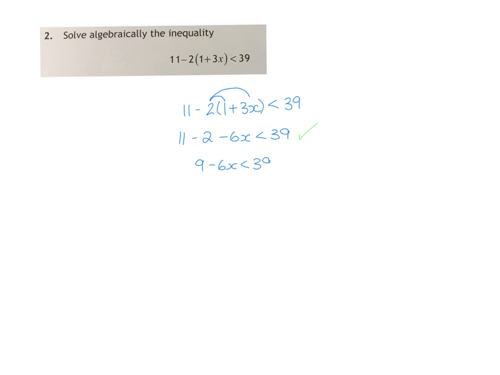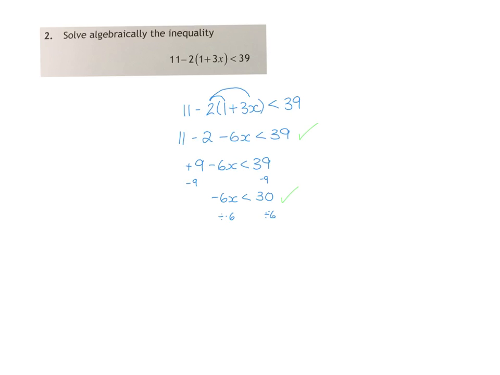We now need to have our letters and our numbers on opposite sides of the inequality sign. So we take away 9, because this 9 on here is a plus 9. So we have to take away 9 from both sides. So we're going to get negative 6x is less than 30. And this is your second mark here. Okay? And then our last step is we need to divide by negative 6 on both sides, just to get the x on its own.